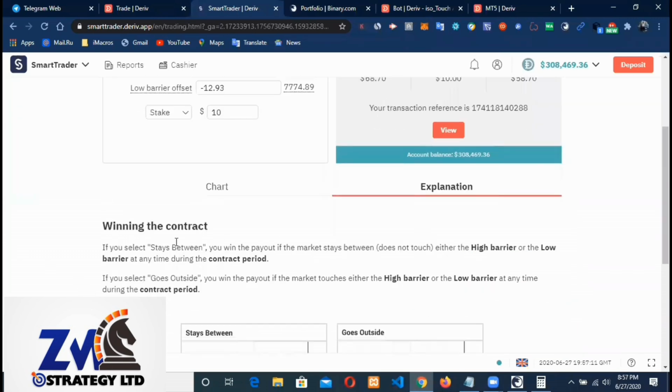Like I see here now, if you select stay between, you win the payout if the market stays between and does not touch either the high barrier or the low barrier at any time during the contract period. Now, if you select goes outside, you win the payout if the market touches either the high barrier or the low barrier at any time during the contract period.